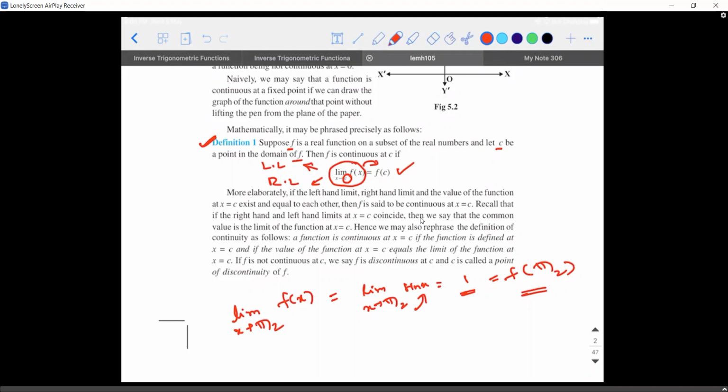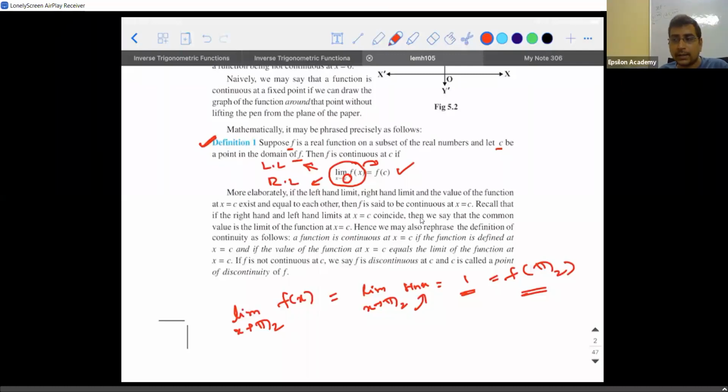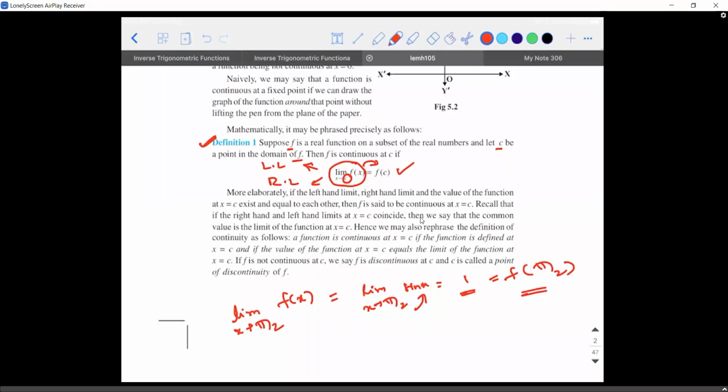Provided c should be a point where, read the second part of the statement. c is a point in the domain of f. It is in the domain of x.